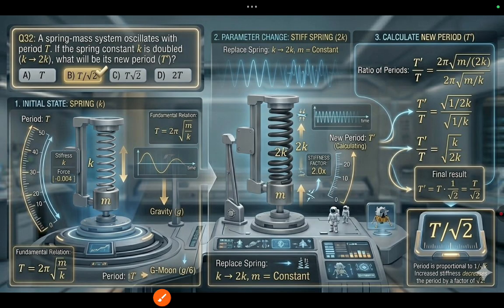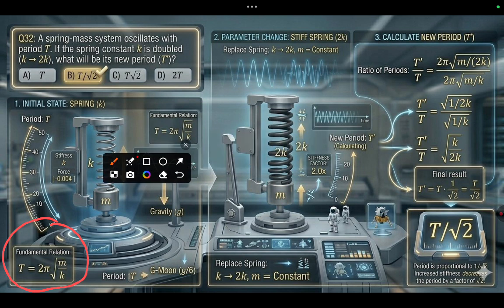And the last one is about a spring mass system oscillating with the period T. If the spring constant k is doubled, what will be the new time period? So here let us consider the spring mass system, and the formula for that is T equal to 2 pi root m by k. If the spring constant k becomes 2k and m is constant, then your formula is T equal to 2 pi root m by k.